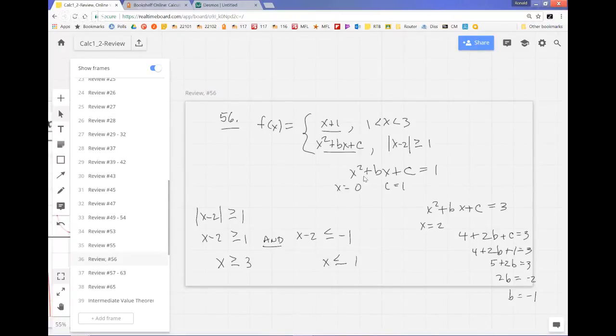Okay, but now the other point is 3. And when will x squared plus bx plus c equal 3? Well, that thing will equal 3 when x equals 2, the top one, because 2 plus 1 is 3. And if x equals 2, plug it in. 2 squared is 4, plus 2 times b times 2, plus c equals 3. But we know c is 1. So we plug that in, and we find out way down here in the bottom.